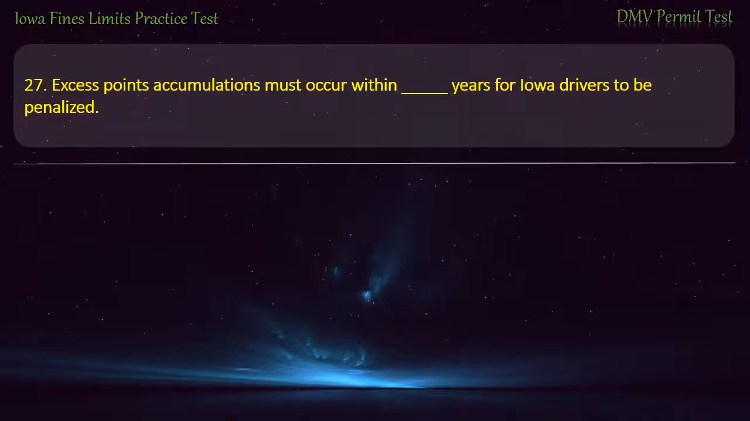Question 27. Excess points accumulations must occur within years for Iowa drivers to be penalized. 7, 6, 5, 3. Answer: 6.